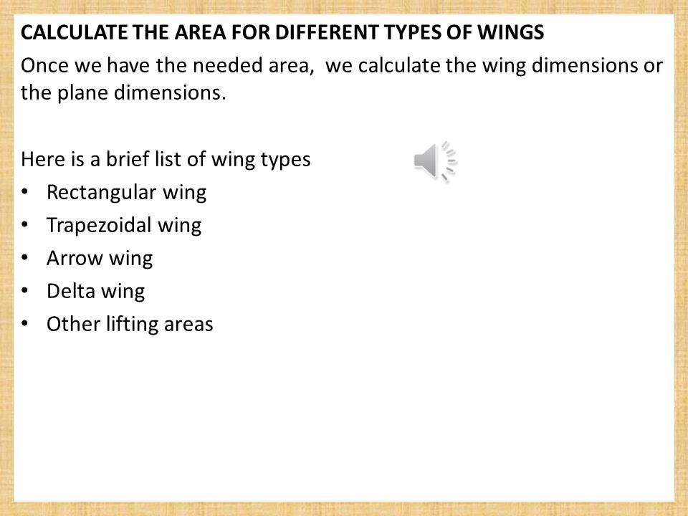Calculate the area for different types of wings. Once we have the needed area, we calculate the wing dimensions or the plane dimensions. Here is a brief list of wing types: rectangular wing, trapezoidal wing, arrow wing, delta wing, and other lifting areas.